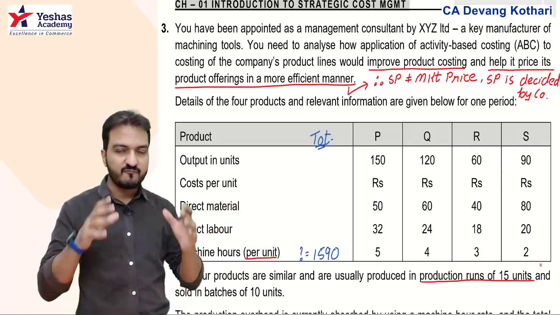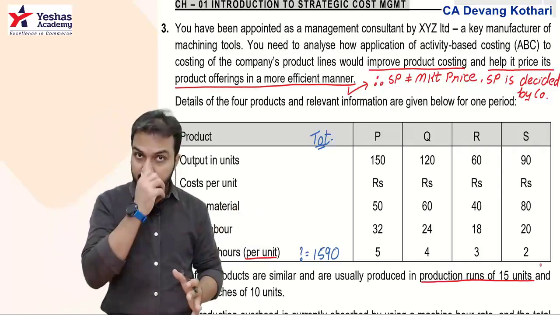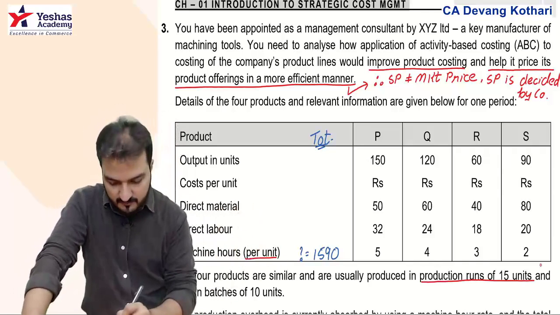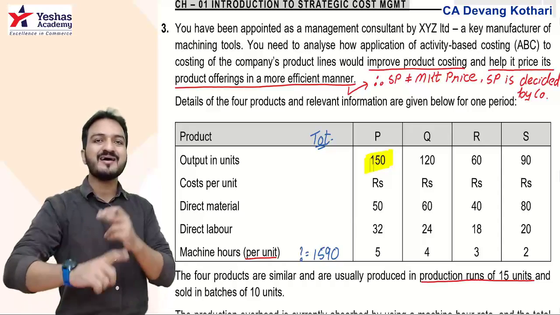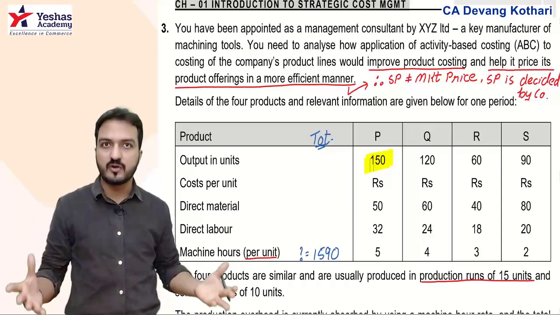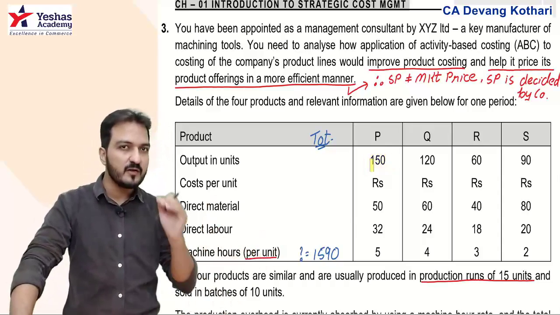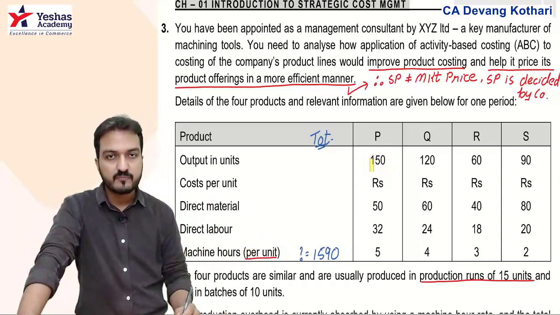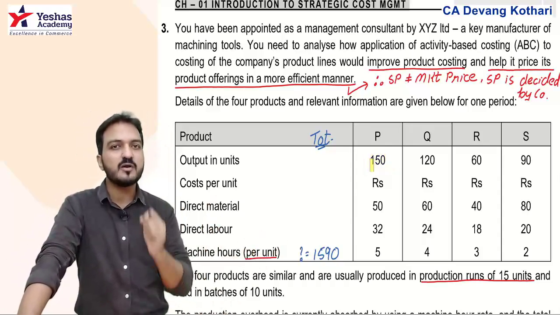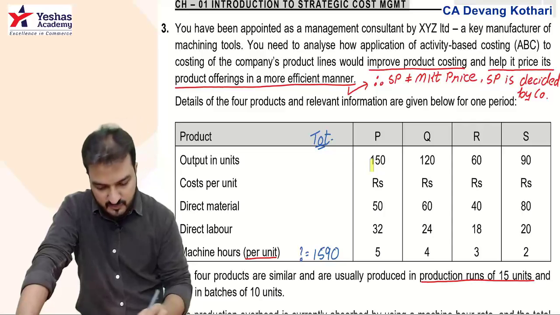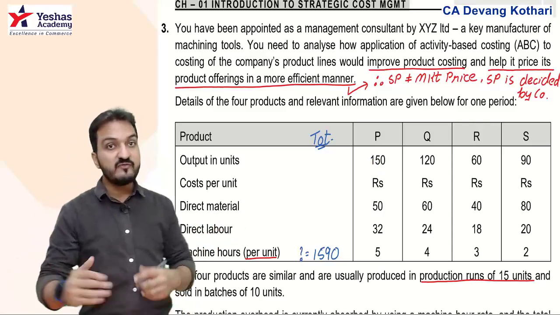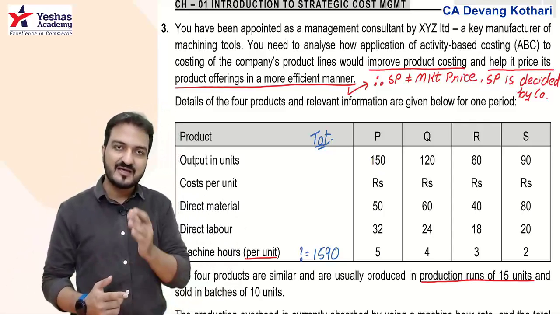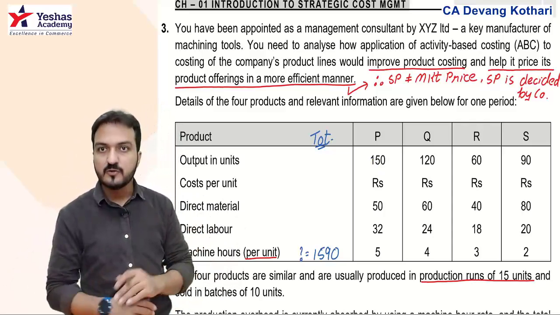Now think, if my production batch size is 15 units, then for 150 units of P, how many batches will I have to run? 150 divided by 15, 10 batches you will have to run. That 10 batches is your number of production runs. So, in short, using this information, we will find the number of production runs in PQRS and the total.